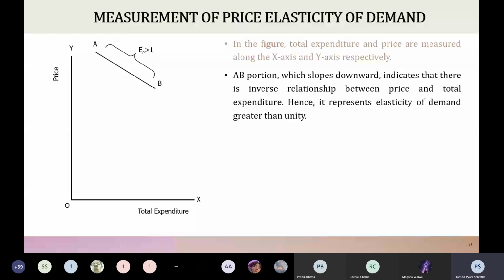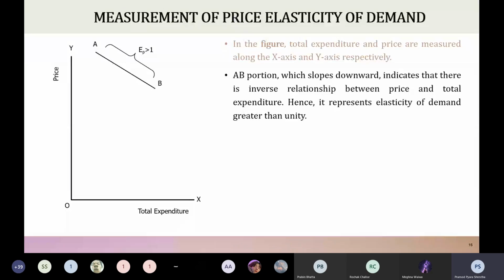In the figure, the AB portion shows a downward sloping line. AB is downward sloping, which indicates that there is an inverse relationship between price and total expenditure. Because of this inverse relationship, it represents elasticity of demand greater than 1, that is, greater than unity.